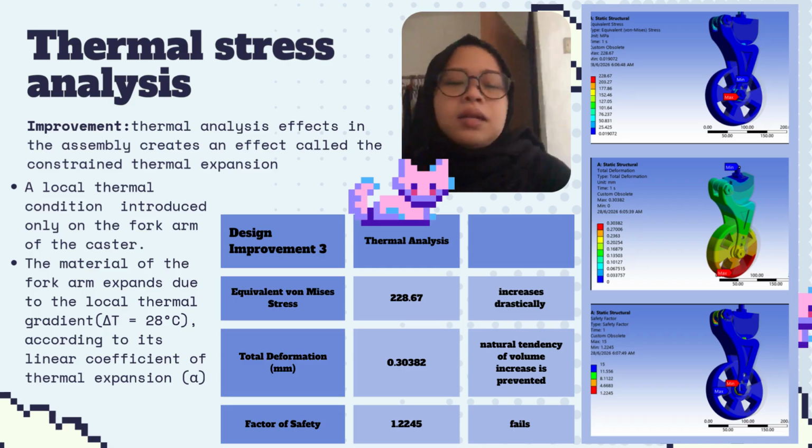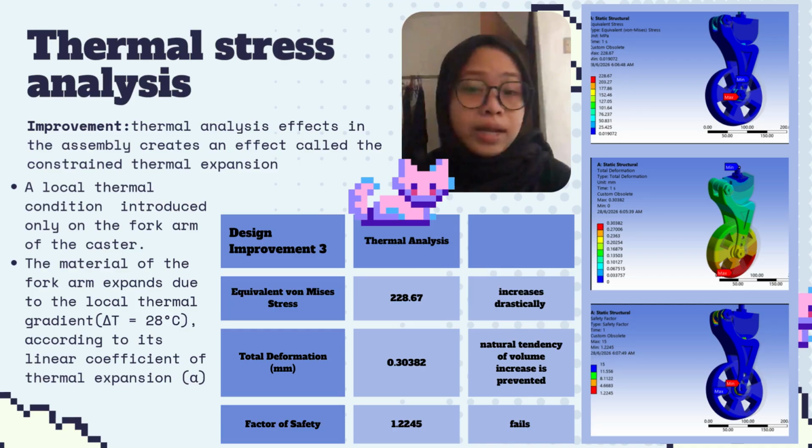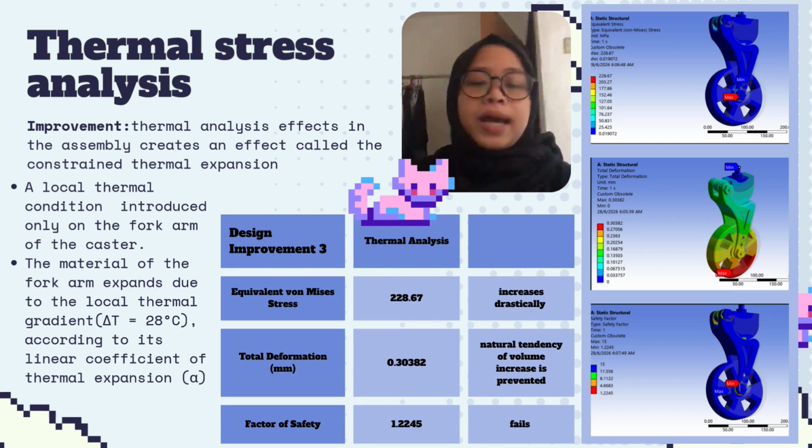And then the FOS reduced significantly down to 1.2245, extremely close to the yield strength of the material, which is 1. This dramatic reduction in the FOS implies that the caster assembly fails because the forearm gets hot locally while simultaneously carrying both weight and external heat.